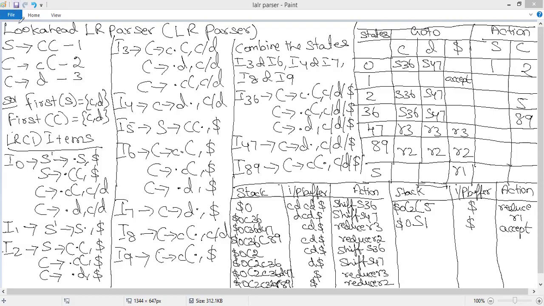Okay. So this is how bottom up parsing uses the shift reduce parser for parsing the input string.